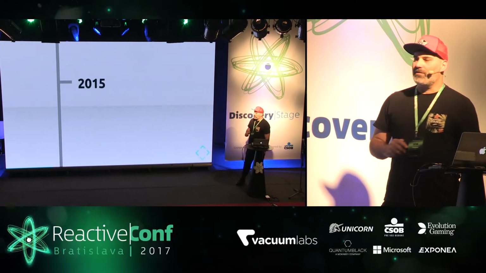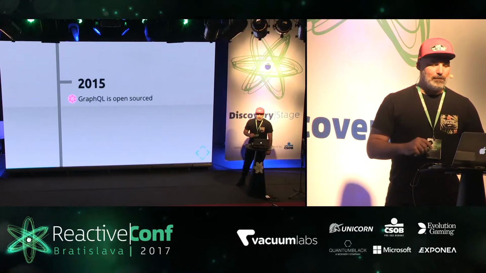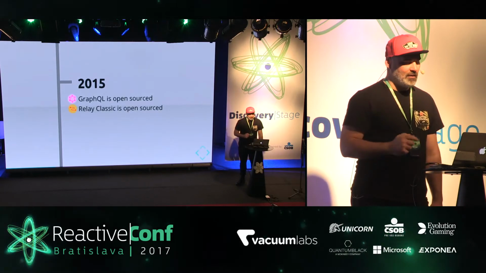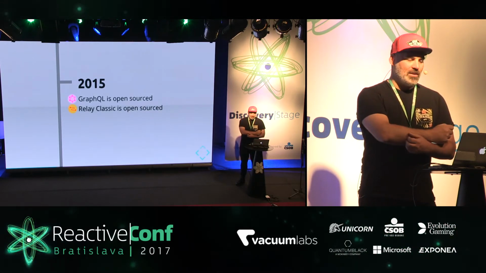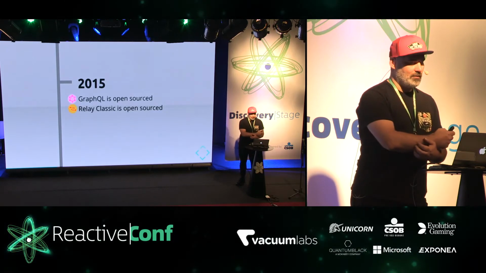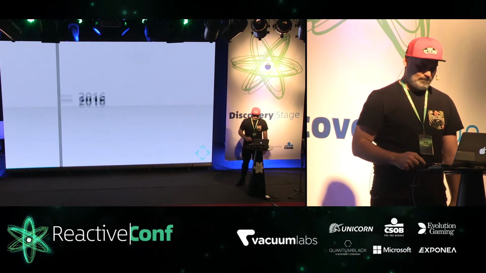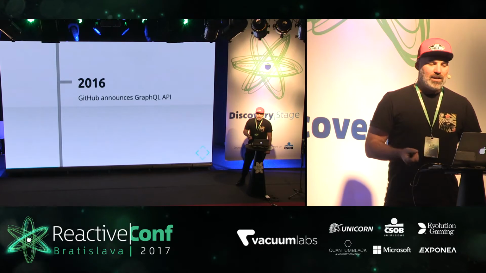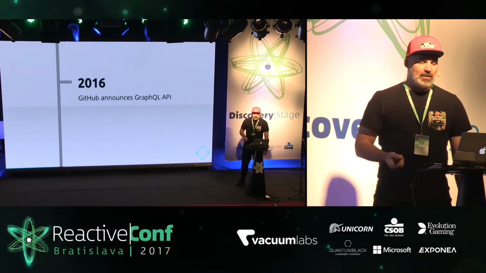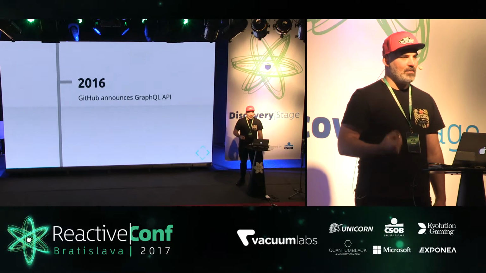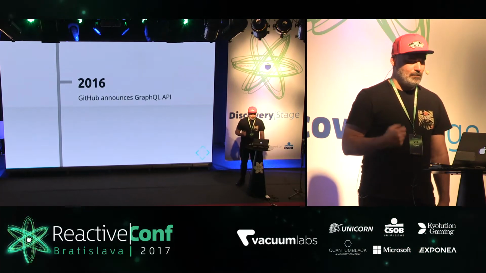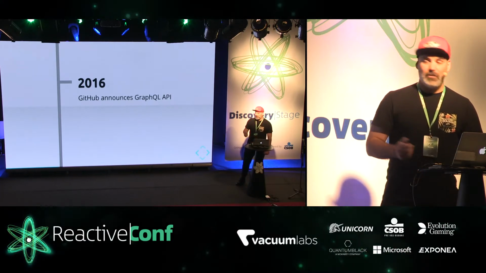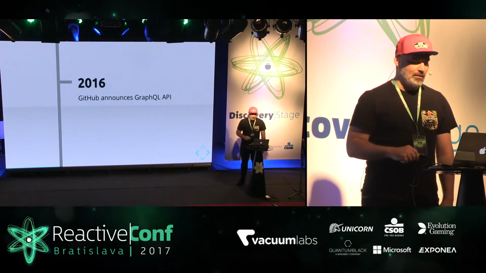It's not until 2015 that GraphQL goes open source. And this is a time when Facebook decides to open source the project, and they create the first implementation of Relay, which is now called Relay Classic. Then in 2016, GitHub announces all of the public APIs will be using GraphQL, and that's a big milestone for GraphQL, for the technology to reach more developers. And you can use these APIs with any GraphQL client.